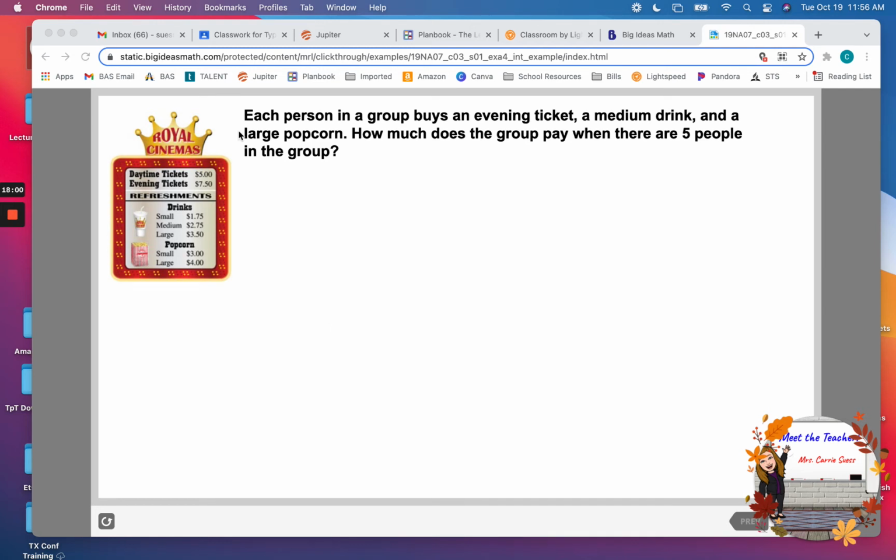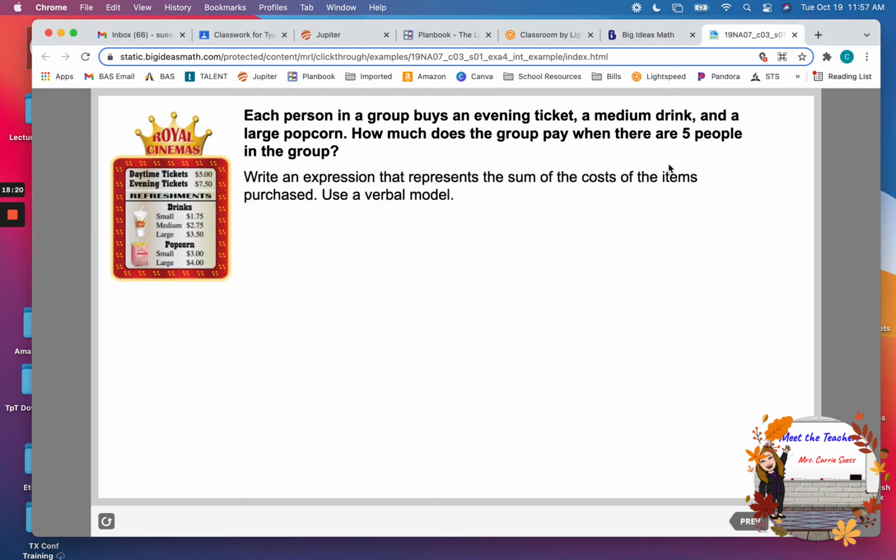Okay, good. All right, so each person in a group buys an evening ticket, a medium drink, and a large popcorn. How much does the group pay when there are 5 people in the group? So the first thing we need to do is figure out, what are they asking here? What do they want us to do? So we're going to create a verbal model. Verbal model is the math in words. That's what a verbal model is.